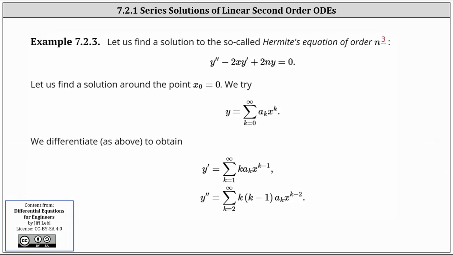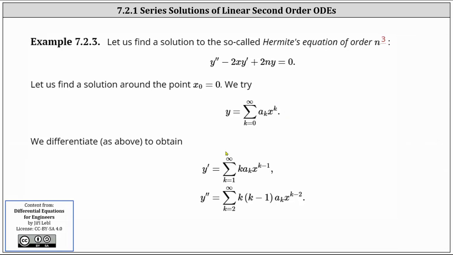Welcome to a lesson in which we'll find a power series solution to Hermite's equation of order n, which is a differential equation y double prime minus 2xy prime plus 2ny equals 0. We will find a solution around the point x sub 0 equals 0, and therefore we begin by letting y equal the sum from k equals 0 to infinity of a sub k times x to the power of k.